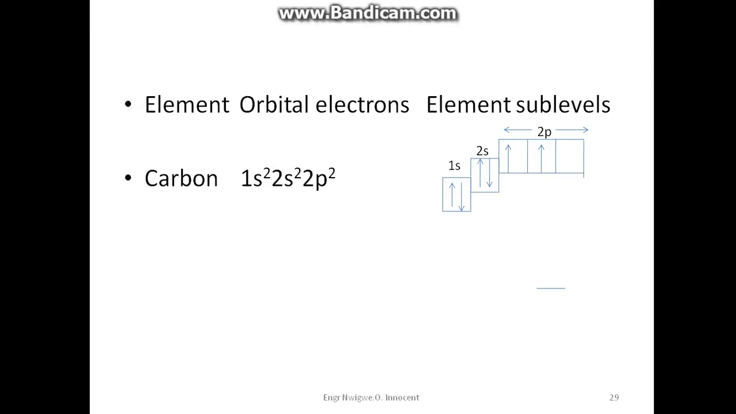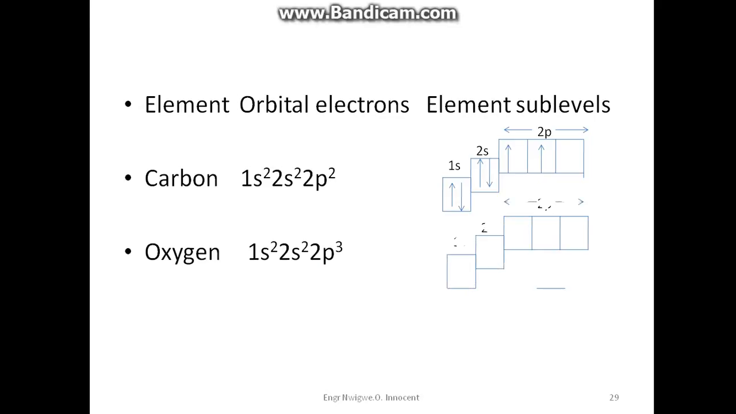For oxygen, the orbital electron configuration is 1s2, 2s2, 2p3. For the electron energy level filling, we have that the arrow pointing upward is first of all filled. Since we have 1s, 2s, and 2p, and since the p has 3 electrons, we now fill it with the arrows pointing upwards first.